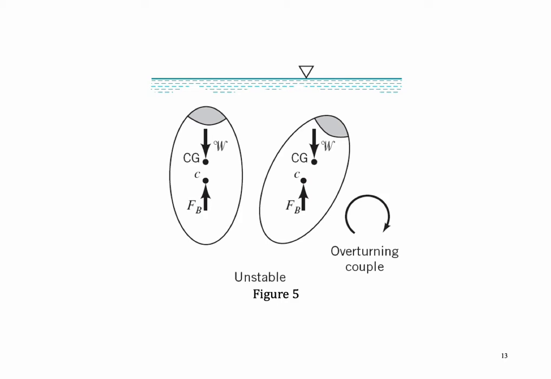So this is the example of the previously explained phenomenon. If the center of gravity is above the center of buoyancy, it will create an overturning couple, which makes this object unable to come back or remain in its original position.